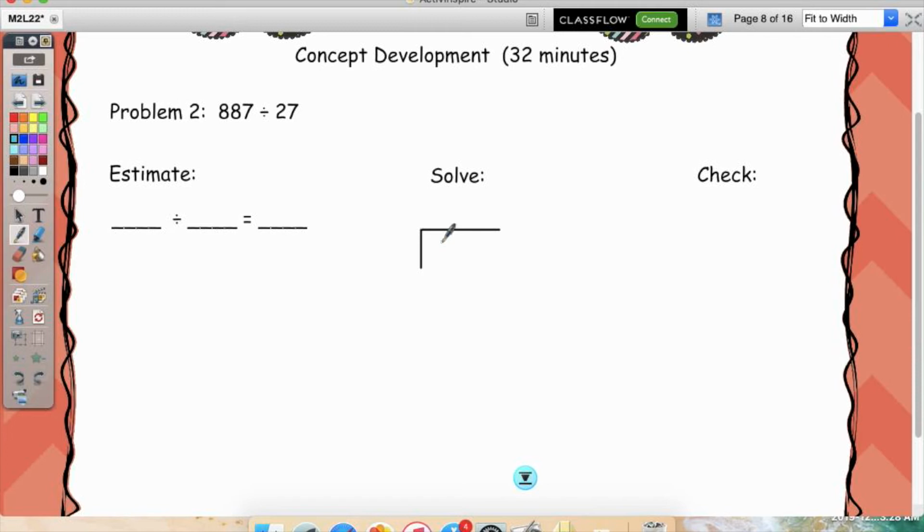So 887 divided by 27. Now here's what I don't want, boys and girls. I don't want you writing your guess and check on scratch paper and then not turning your scratch paper in, okay? If you run out of room and you have to guess and check on scratch paper, then please staple it to your assignment, okay? Another thing, I don't want you erasing your guess and check.